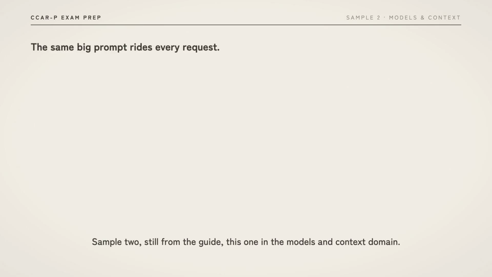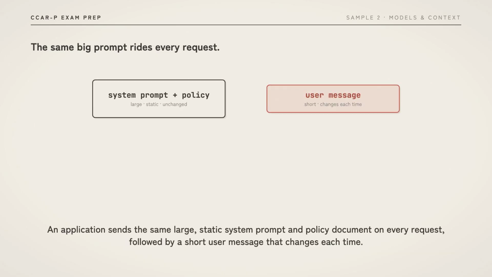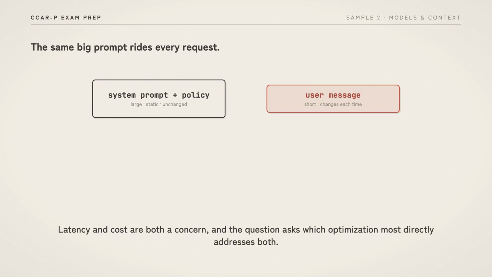Sample 2, still from the guide, this one in the models and context domain. An application sends the same large static system prompt and policy document on every request, followed by a short user message that changes each time. Latency and cost are both a concern, and the question asks which optimization most directly addresses both.